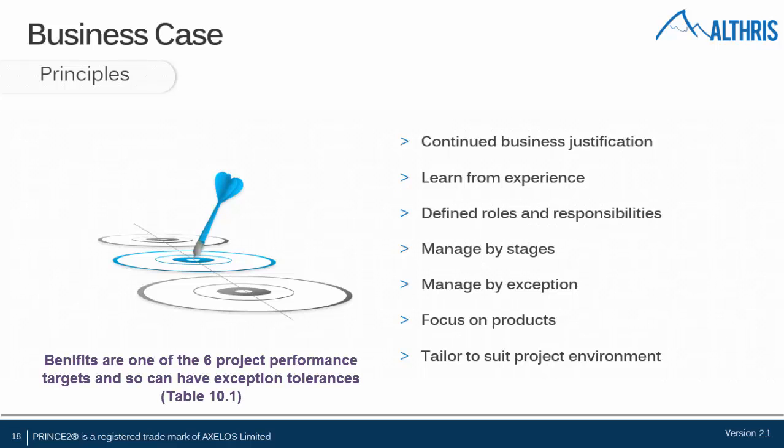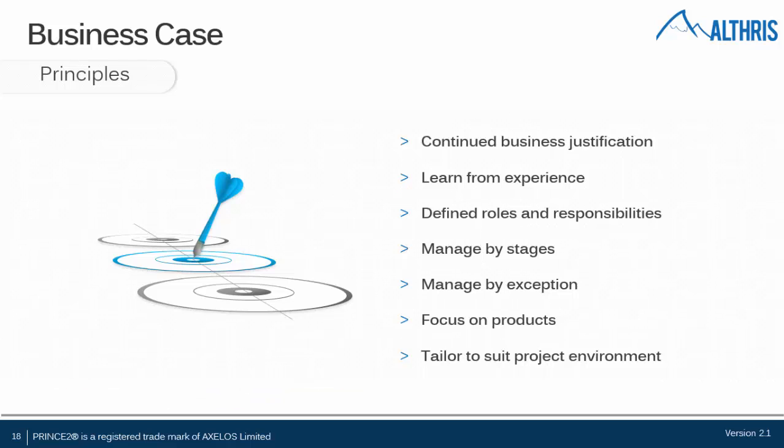Managed by exception is definitely there because you can set tolerances for benefits. You can decide that if a benefit is going to be missed, if we're going to get a different timing or a different result, that we should go back and trigger an exception. So, for example, if a key change request, like I said earlier on, comes in, if that changes the benefit, you may have to go back up to the board and say, hang on a second, one of our exceptions has been triggered. Tailored to suit project environment, very much so. You need to tailor the business case so that the organization can respond to you and put in information there that you can measure as you go along.